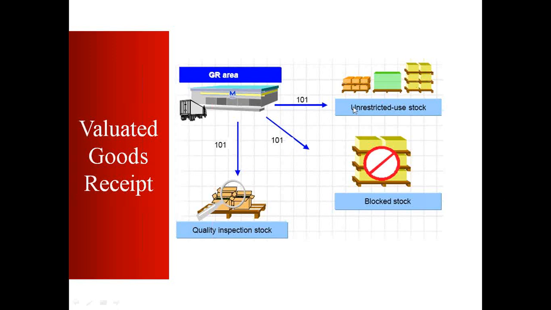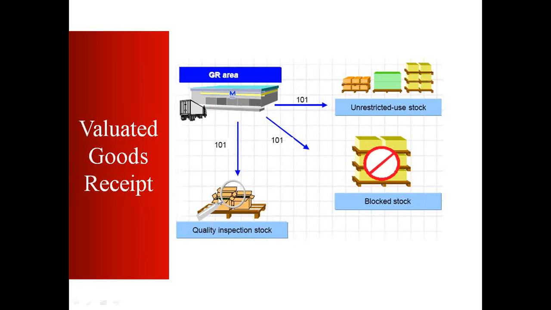You can see here the number 1 on the top, unrestricted stock. That means it's a good stock. If everything is fine, it can be used further. There's no restriction. The second one is blocked stock. Probably you can block a stock because the quality is not good, or maybe something is broken in the shipping. And we can't use those stocks.